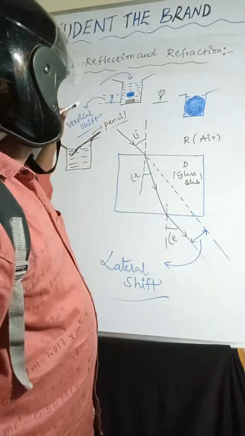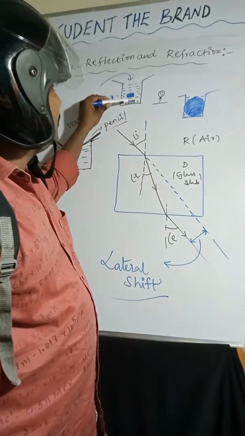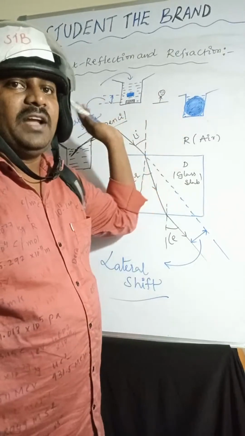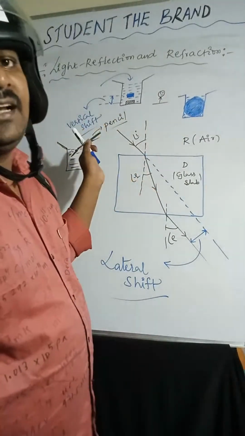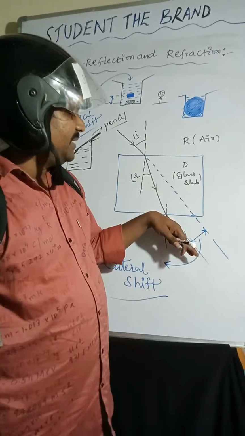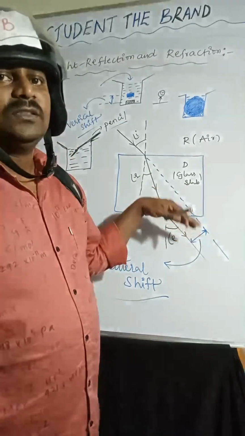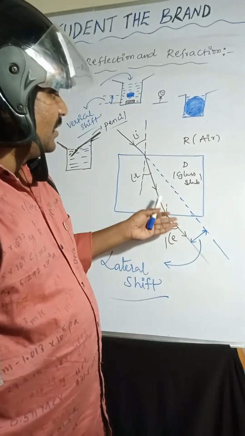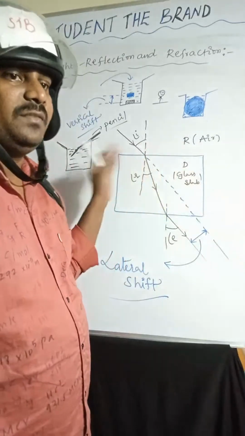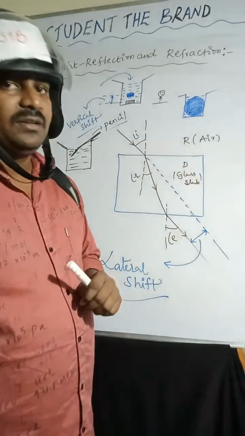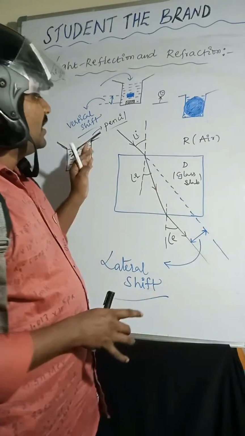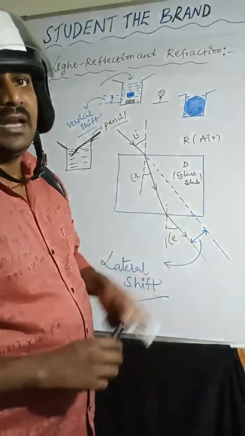This vertical shift is nothing but the distance between the actual position and the apparent position of the coin. The lemon appears bigger due to refraction of light, and the pencil placed inside the water beaker appears to be bent. The lateral shift is nothing but the distance between the emergent ray and the extended incident ray, the perpendicular displacement between the emergent ray and the initial direction of the incident ray. I hope it is very clear. So this is about refraction through a glass slab.